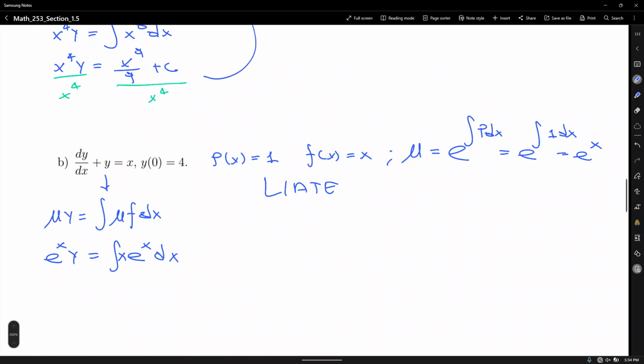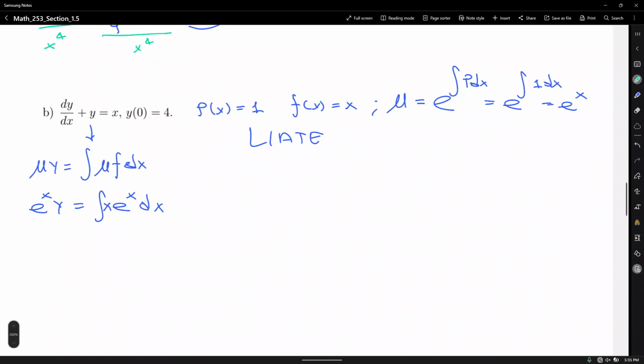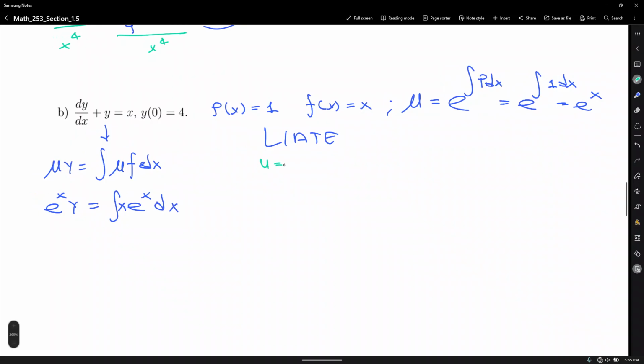Well, L stands for logarithm. Do we have a logarithmic function in our integrand? No. I stands for inverse trigonometric function. Do we have an arcsine, arctan? No. A stands for algebraic. Do we have an algebraic function like a polynomial, a radical? Yes. That x is going to be our u. Okay, so I'm going to take a side trip here to say u equals x. The rest of the integral, e to the x dx, is going to be our dv, equals e to the x dx.